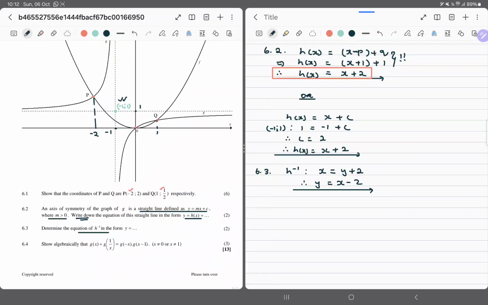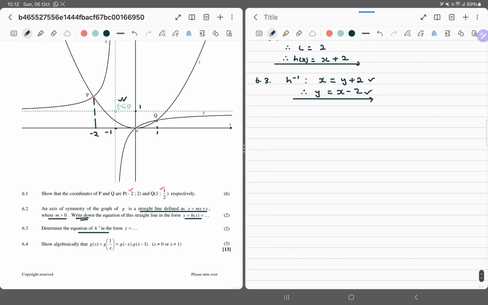Alright, so the other issue, it says determine. Usually for determination, we need to show the switching of x and y, and finally solving for y. Okay, great stuff. So let's do the next question.